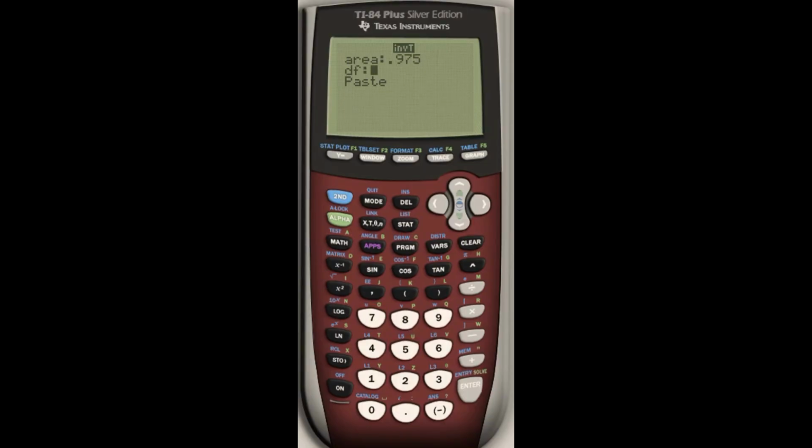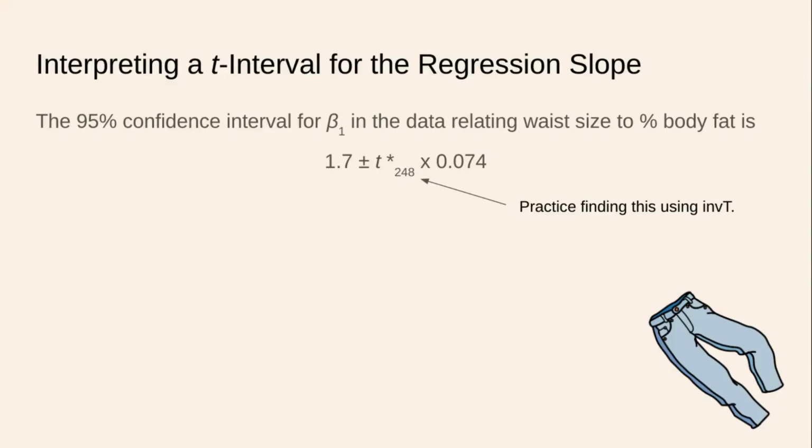The degrees of freedom, as we've said before, is 248. That's the sample size of 250 minus 2. We hit paste and enter. And that is our t-star value. So if we were to substitute that approximately 1.97 value in for our t-star, multiply that by 0.074, and then add and subtract that from 1.7, we would get our confidence interval for the slope.